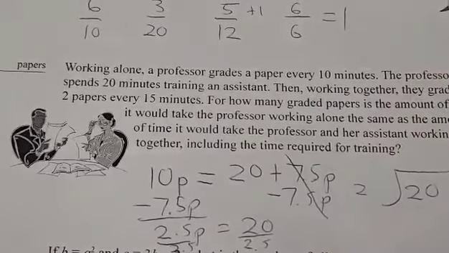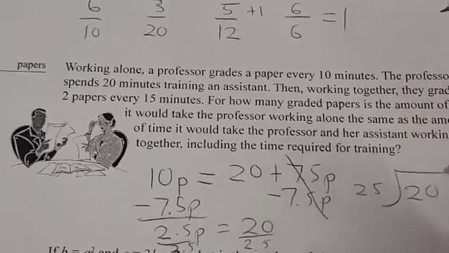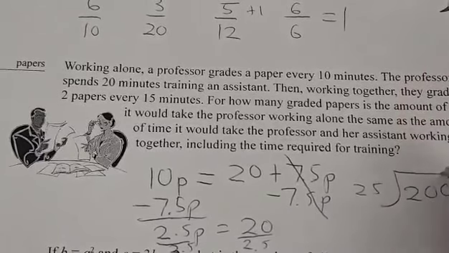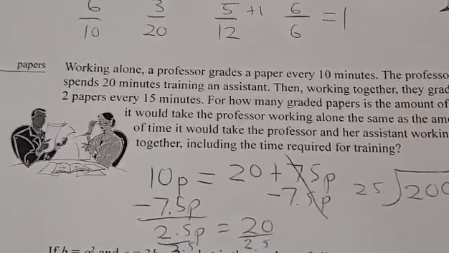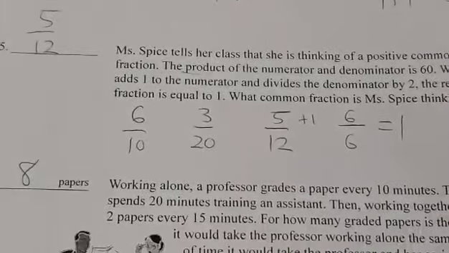Well, you can't divide by decimals. We're going to move that one place to the right, which means we need to add a 0 here. So how many 25s are in 200? 8. So it's going to take 8 papers. After 8 papers, they would be the same.